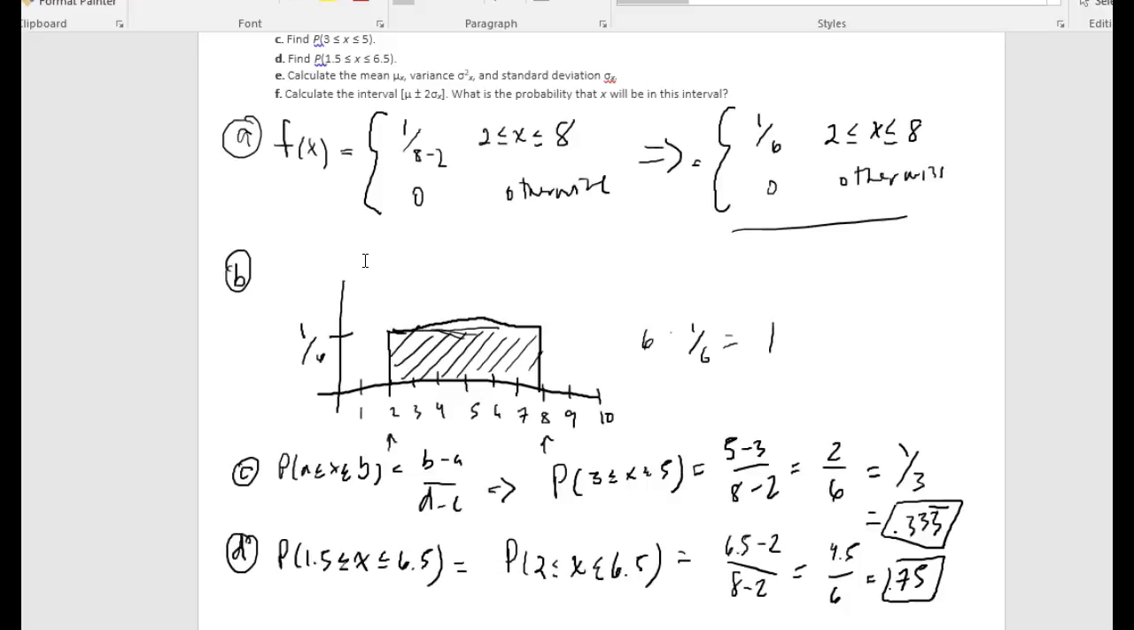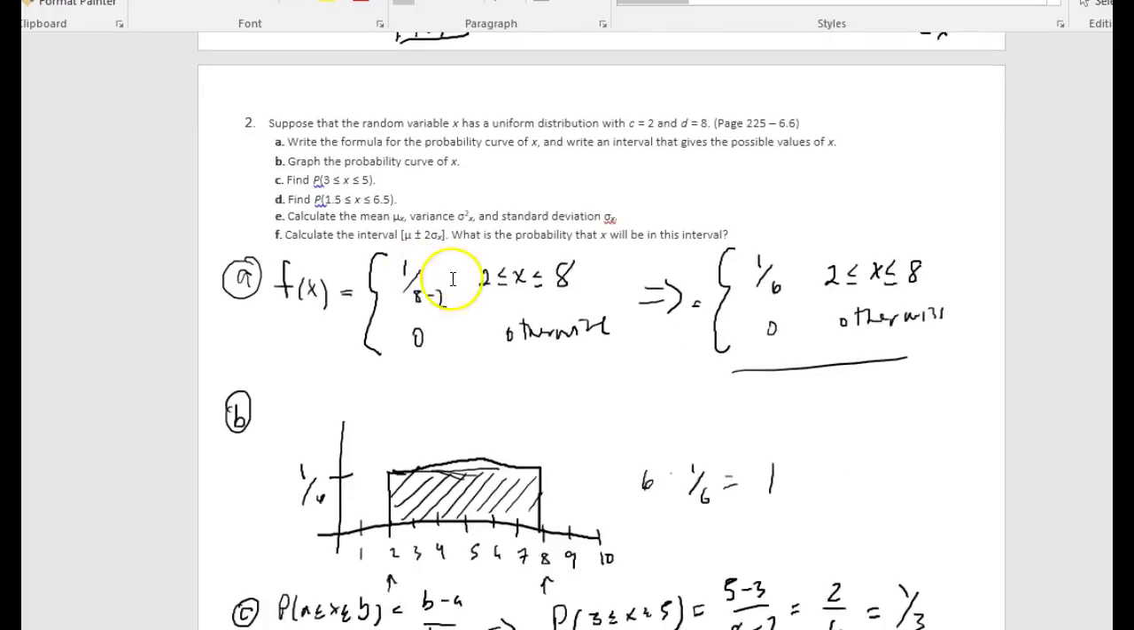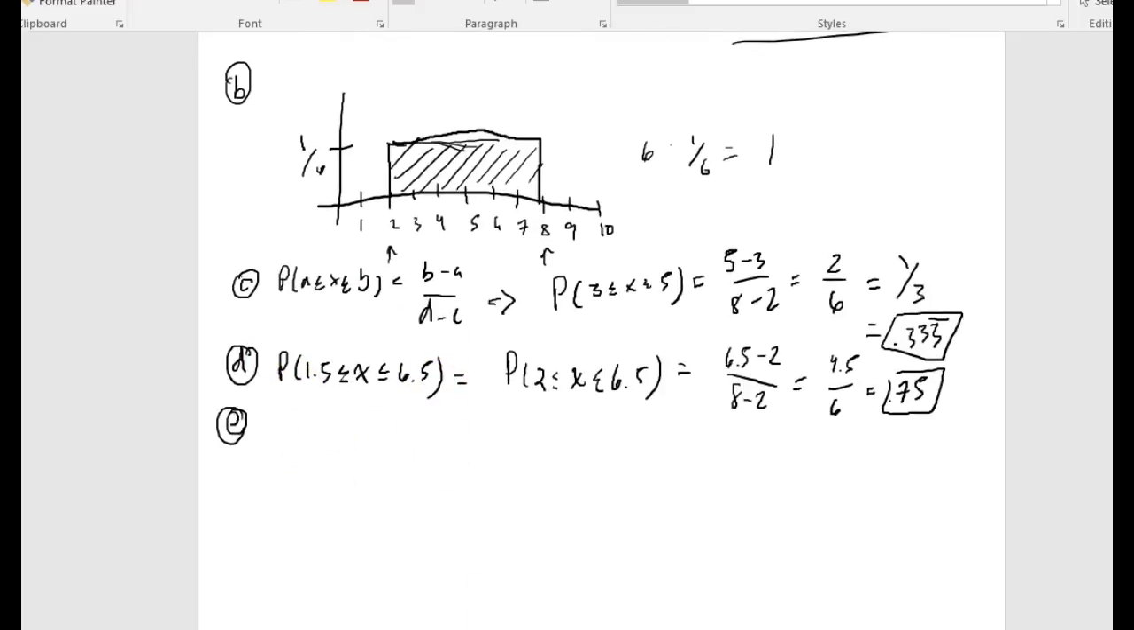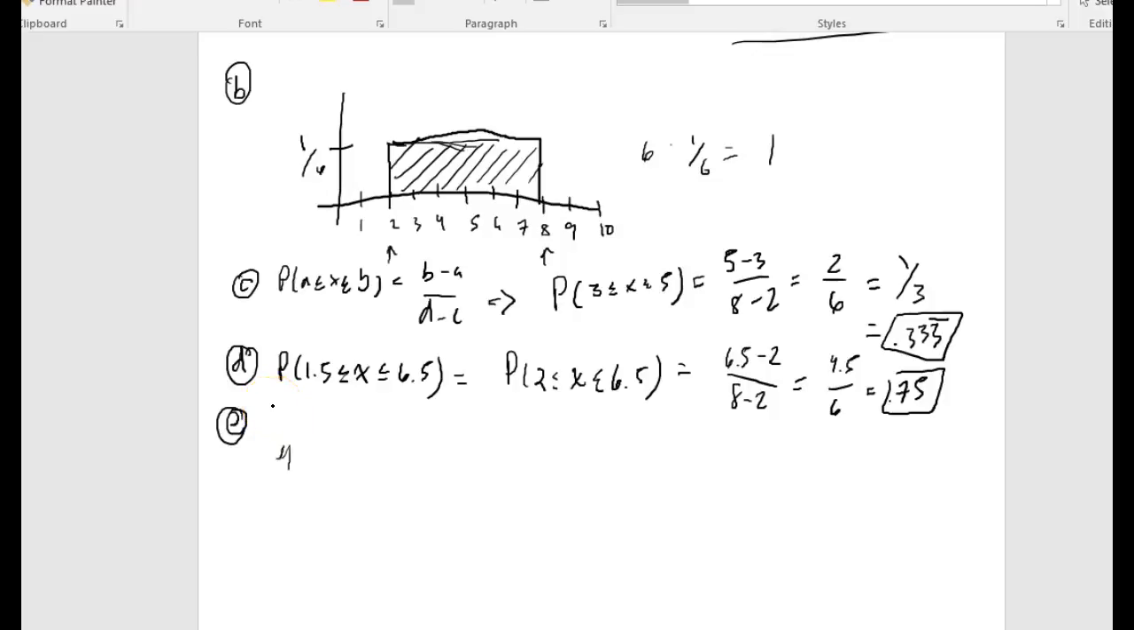And it says calculate the mean, variance, and standard deviation. Calculate the mean, variance, and standard deviation. So we'll go back and look at what our mean is, and that's C plus D over 2. So mean of x is C plus D over 2, which implies 2 plus 8 over 2, which is 10 over 2, which is 5.